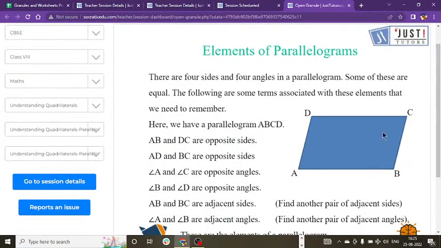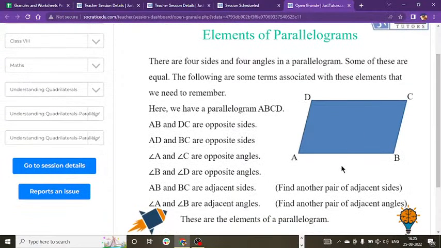Here we are going to learn about the elements of a parallelogram. Basically this is a parallelogram and there are four sides, A, B, C and D, and we have four angles: angle A, angle B, angle C and angle D. So it has 4 sides and 4 angles, and some of these are equal, meaning CD is equal to AB and AD is equal to BC. The following are some terms associated with these elements that we need to remember.